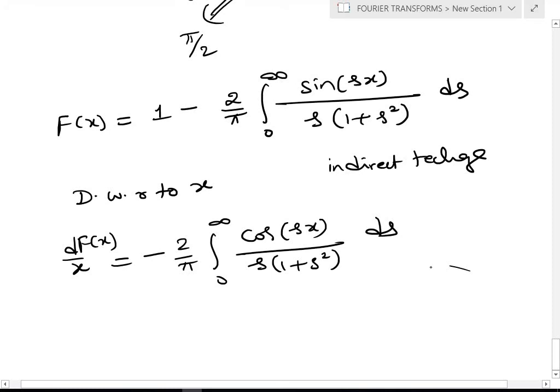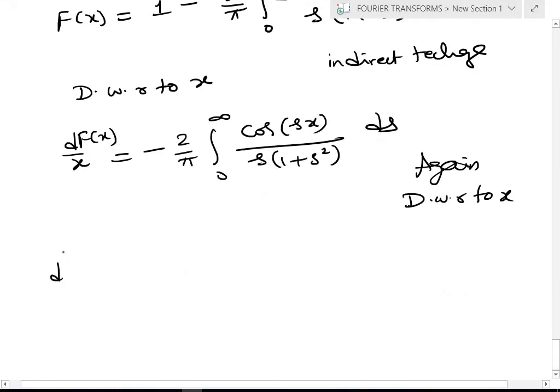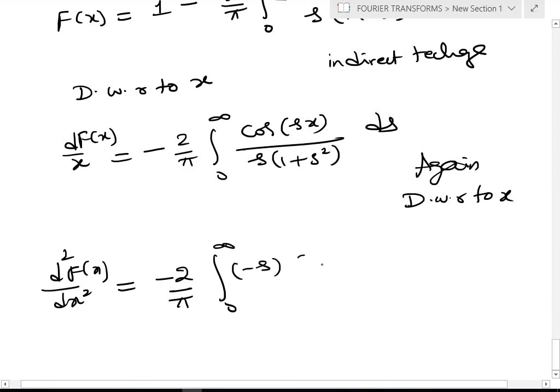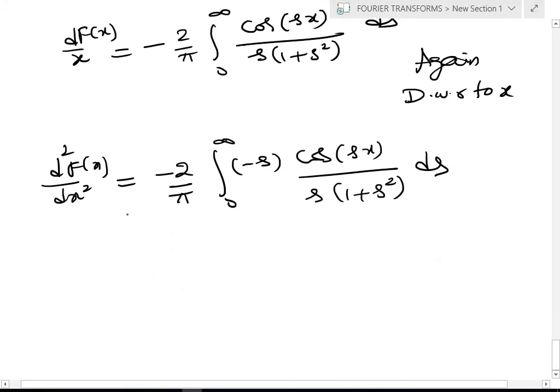Okay. Then again you differentiate with respect to x. Again we differentiate, that is d square f by dx square. So when we again differentiate, minus 2 by pi, 0 to infinity, cos differentiation will come as minus s into cos of sx divided by s into 1 plus s square into ds. Minus minus will become plus. This is d square by dx square.